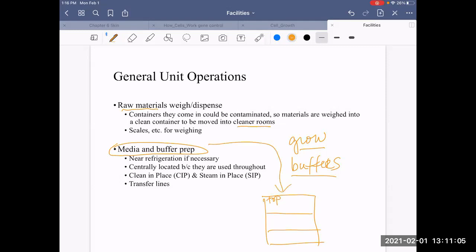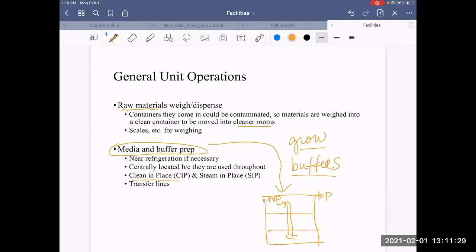Then they're going to have everything connected with pipes. So you're not hauling media through in bottles unless it's a small amount. You're going to open up a valve to a pipe and then it's going to flow down. They do things on the top so that gravity will pull it through. They're going to be centrally located.